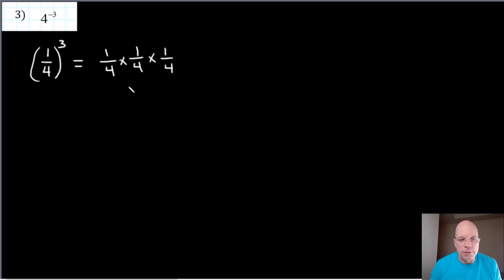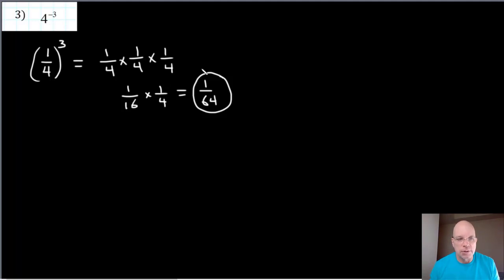1/4 multiplied by 1/4 is 1/16. And a 16th multiplied by a fourth, our numerator will be 1. 1 multiplied by 1 is 1. And 16 multiplied by 4 is 64. And so 4 to the negative third power does not give you a negative number. That's another misunderstanding about negative integer exponents. It just tells you that you're taking the reciprocal of the base number, cubed in this case. So 1/64 would be the correct answer for number 3.